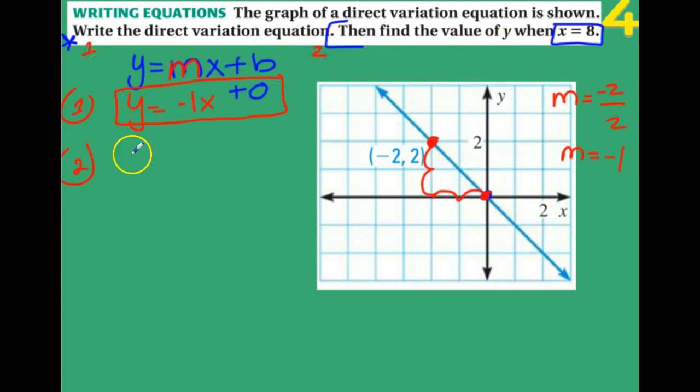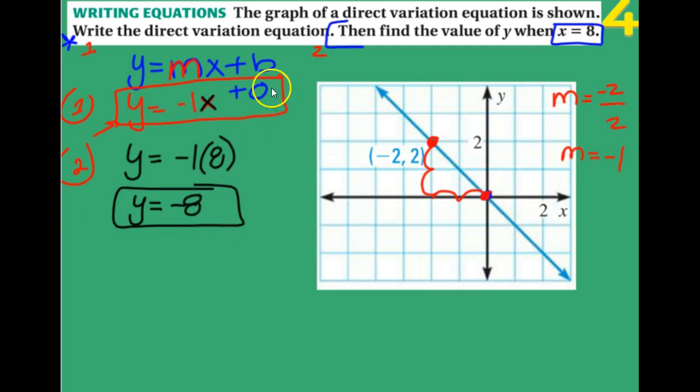Part 2 says find y, so we need to figure out what y is when x is 8. So I'm just going to take an 8 and plug it in for x. Y equals negative 1 times 8. I don't really need to write plus 0. Negative 1 times 8 is just negative 8. So we have two answers, our equation, and then plugging in when x is 8.